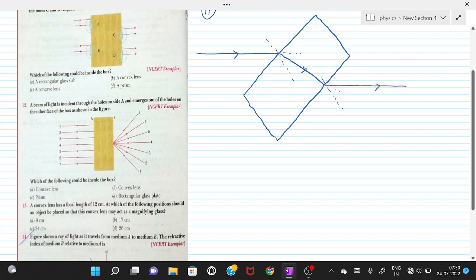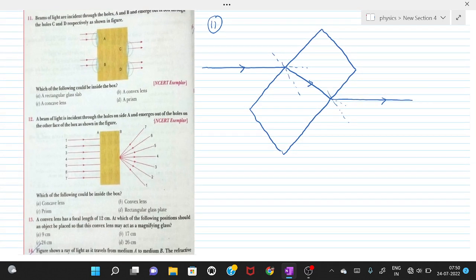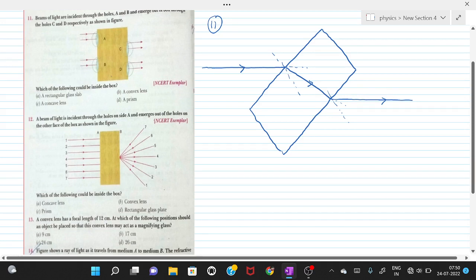Okay, so this is the situation. Here we can see that... what I want to say is, which options will be correct? Option A is correct. There will be a rectangular glass slab inside the box. Which box? The box inside the yellow.